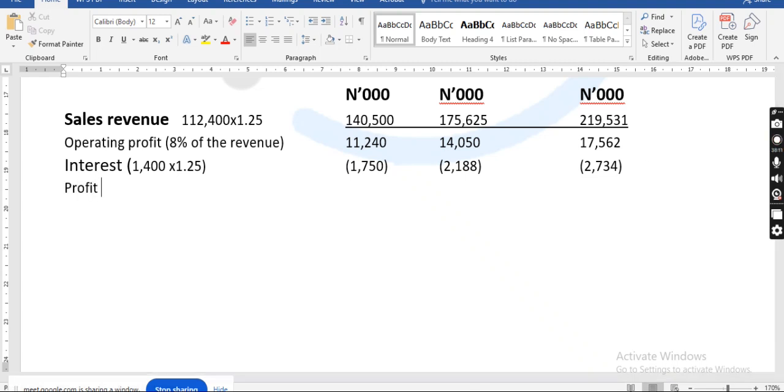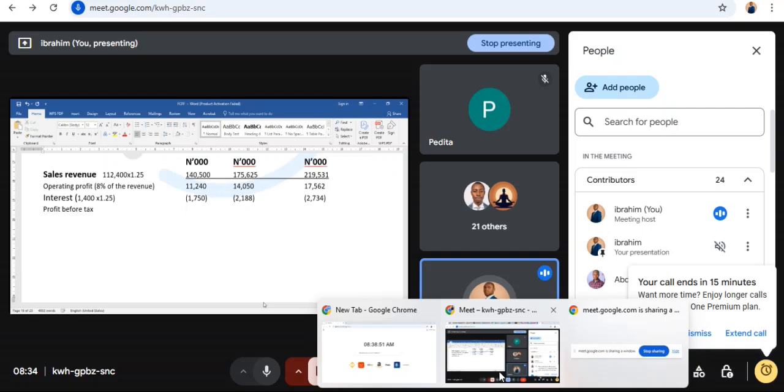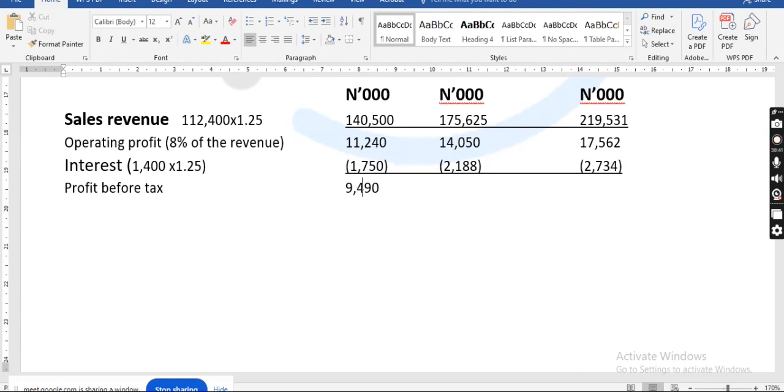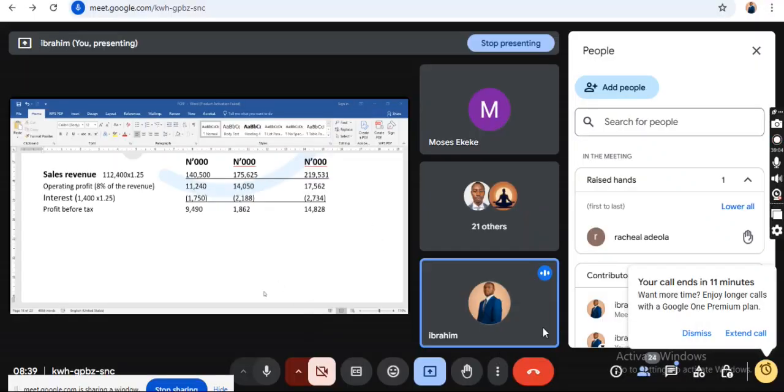So what is your profit before tax? Quickly. 9490. Next, 11862. Next, 14828.